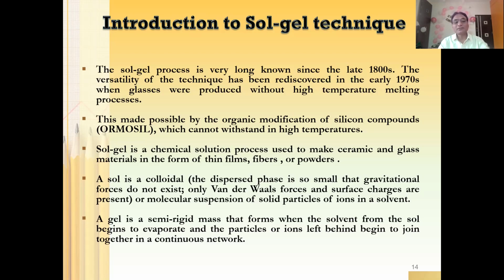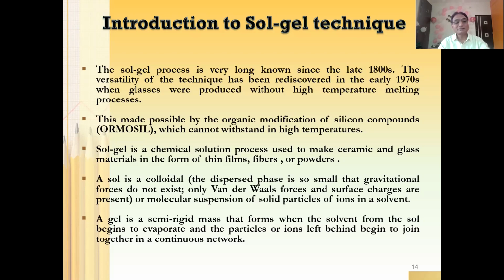Okay. Now, what is a Sol? A Sol is a colloidal or molecular suspension of solid particles or ions in a solvent. So it is a kind of colloidal or molecular suspension of solid particles in a given solvent. Now, what is colloidal? Colloidal means the dispersed phase is so small that gravitational force does not matter. Only van der Waals forces and surface charges are going to be there.